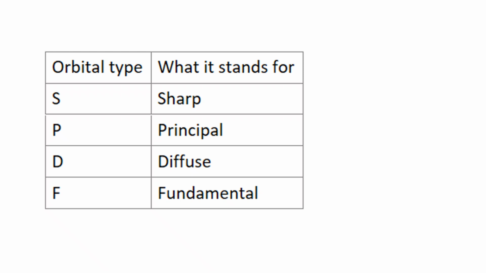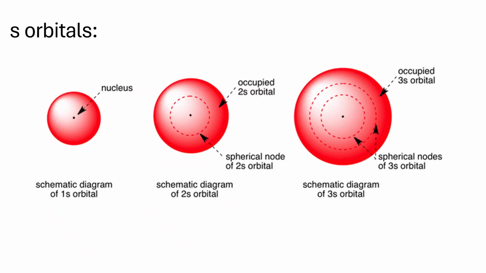This is a bit of a fun fact on the nomenclature of SPDF orbitals and why they are named as such. When scientists first studied the emission and absorption spectra of atoms, they noticed certain series of lines. They categorized these lines by their appearance: S for sharp, P for principal, D for diffuse, and F for fundamental.